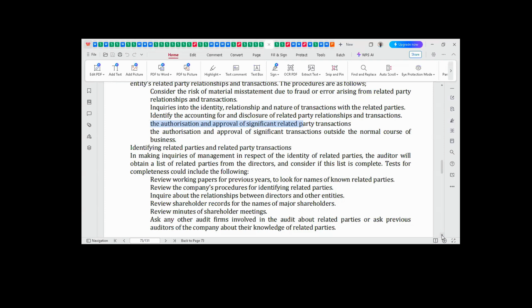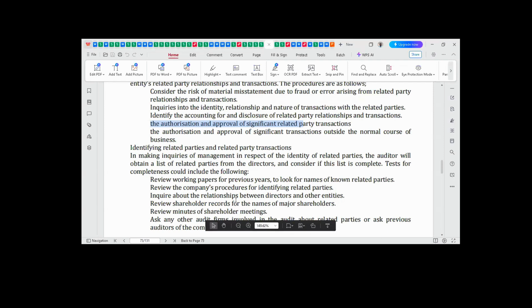All right. Then he will need to review the company procedure for identifying related parties. How do they treat their transactions? What are the guidelines? What are the modalities? Who will give the approval? Exceptional approval: okay, this transaction can fly because it's a related party transaction.